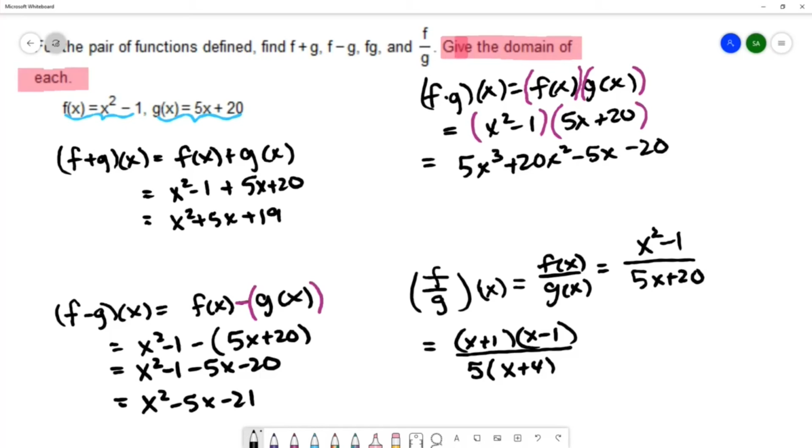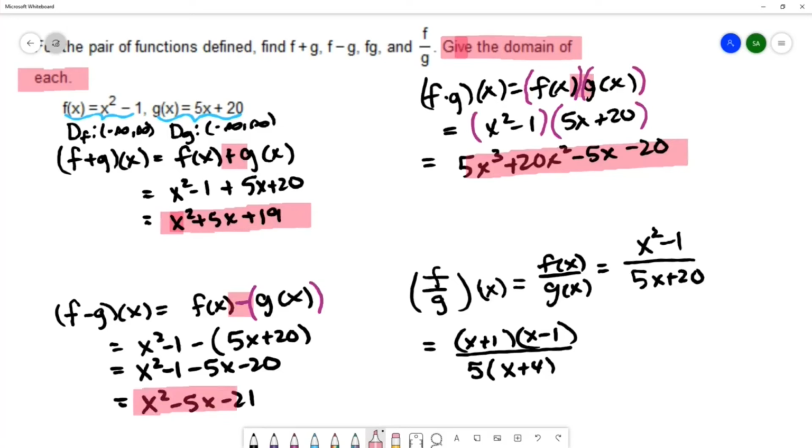So both of these functions are polynomial functions, and polynomial functions have a domain of all real numbers, negative infinity to infinity. So the domain of f will be negative infinity to infinity. The domain of g will be negative infinity to infinity. So when we add, subtract, or multiply, because we're having polynomials, they create polynomials. So if you have two polynomials and you add, subtract, or multiply them, you're going to get a polynomial.